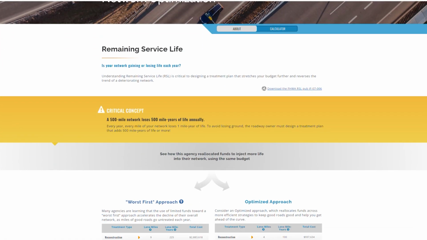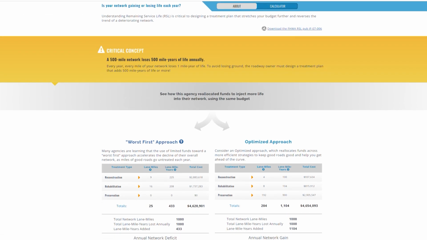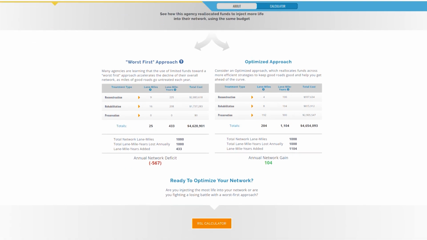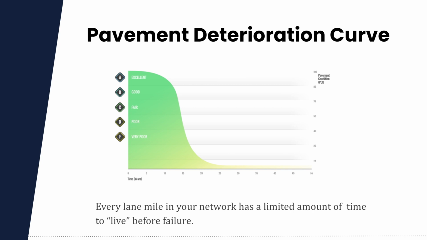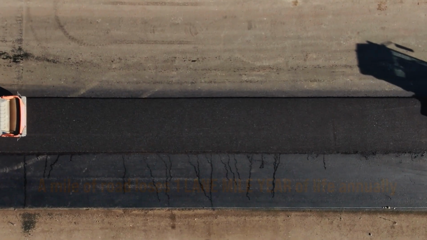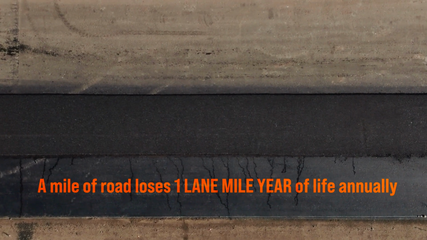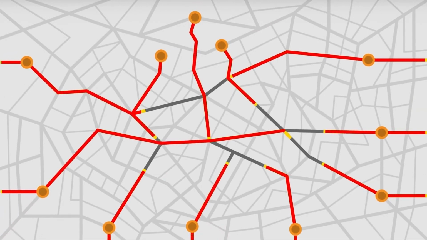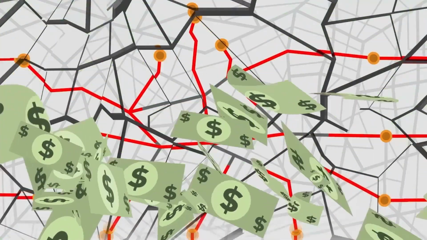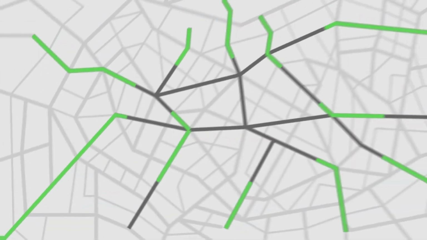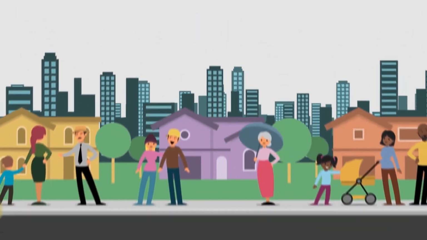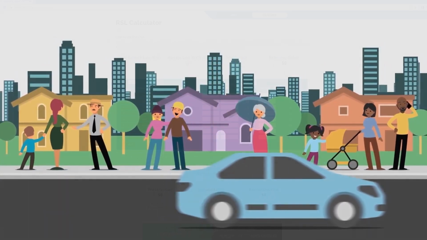Before you begin, make sure to review the About page for examples of remaining service life calculations in action. The principle behind RSL is simple. It starts here. Every lane mile in your network has a limited amount of service life before failure. Based on that finite number of serviceable years, we understand that this lane mile of road will lose 1 year of life annually. So, a network with 500 total lane miles will lose 500 lane mile years of life every year. It stands to reason that network managers must contribute at least 500 lane mile years of life annually to ensure that the community is not losing life year over year. They must combat the forces of deterioration with at least an equal and opposite response.